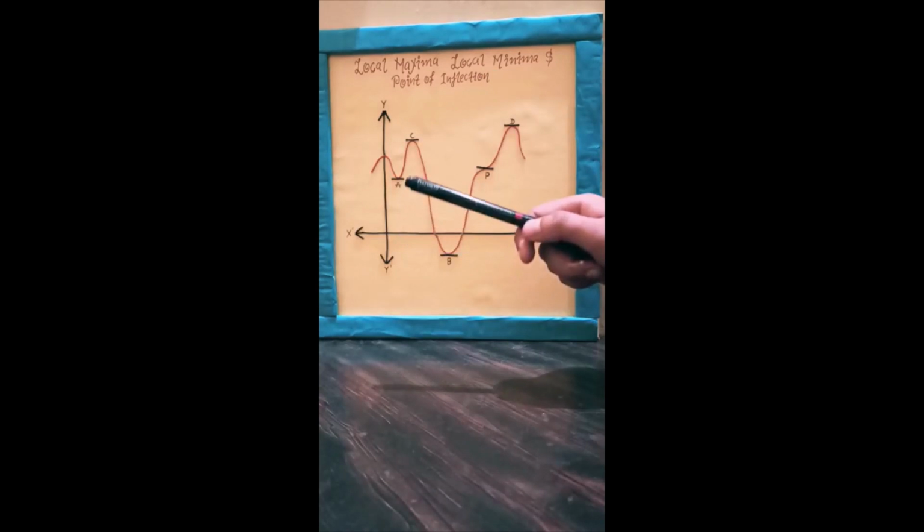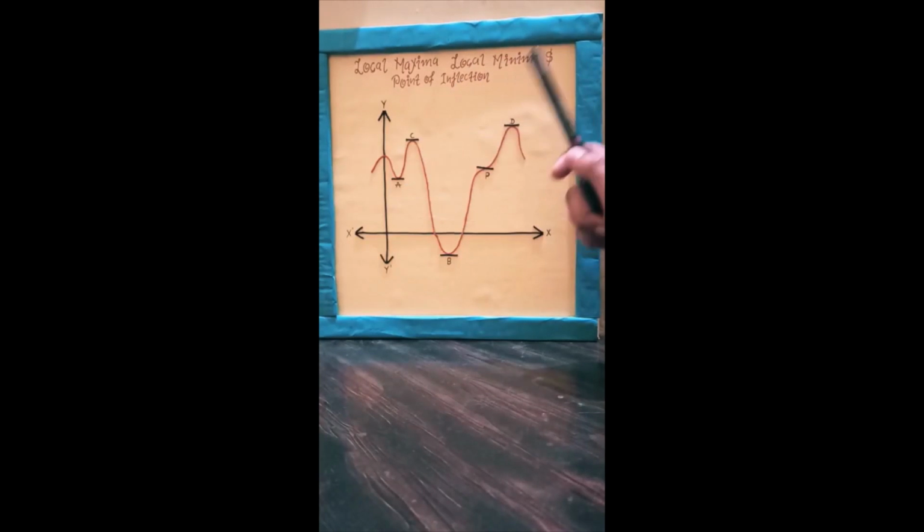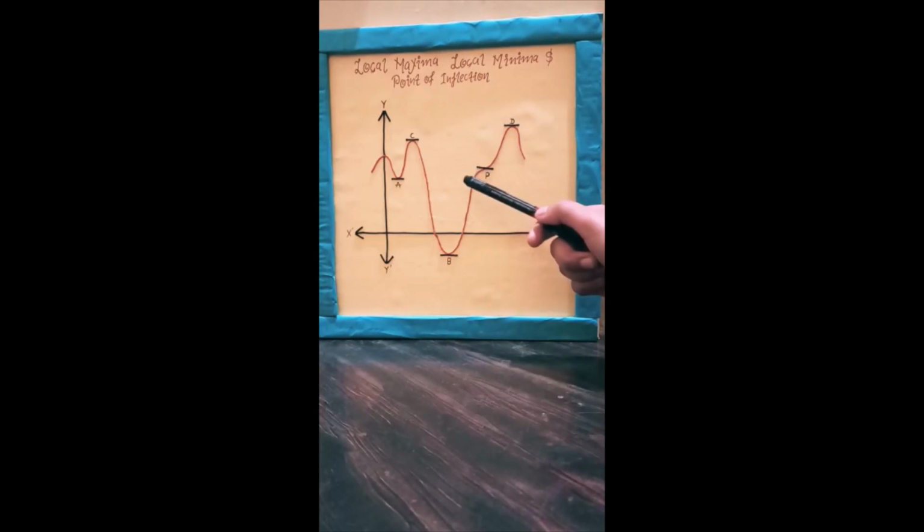Either it is positive, then it remains positive. If it is negative, it remains negative. But here it is positive and positive. So it is the point of inflection.